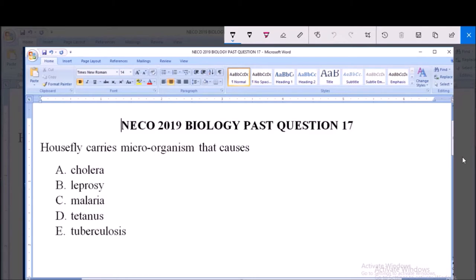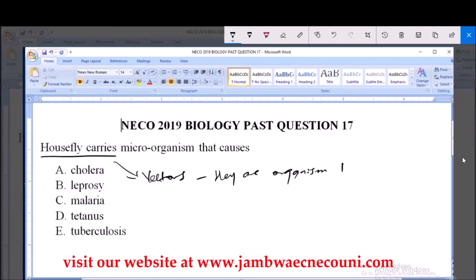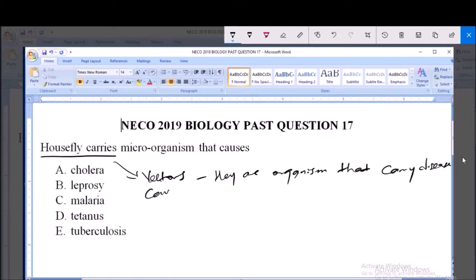Now, houseflies are referred to as disease vectors. That is, they are organisms that carry disease-causing organisms. In other words, they are simply organisms that carry pathogens.